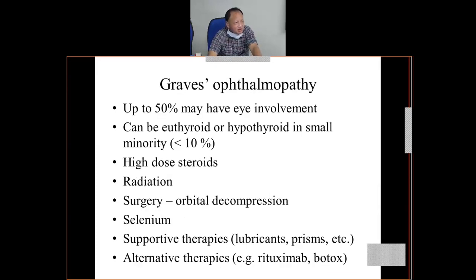Graves' ophthalmopathy, what do we do? Is there any treatment for that? Yes, up to 50% of patients with Graves' disease may have eye involvement. Some patients, even after they become euthyroid or hypothyroid, can still have ophthalmopathy. You can give high-dose steroids; radiation has also been used, surgery, orbital decompression, selenium, and other supportive therapy like lubricants and prisms. Lubricants are used to prevent exposure keratitis. Alternative therapies include rituximab and Botox.